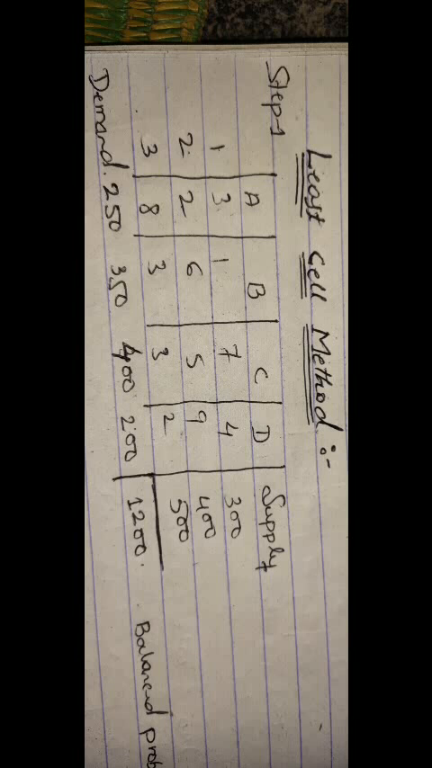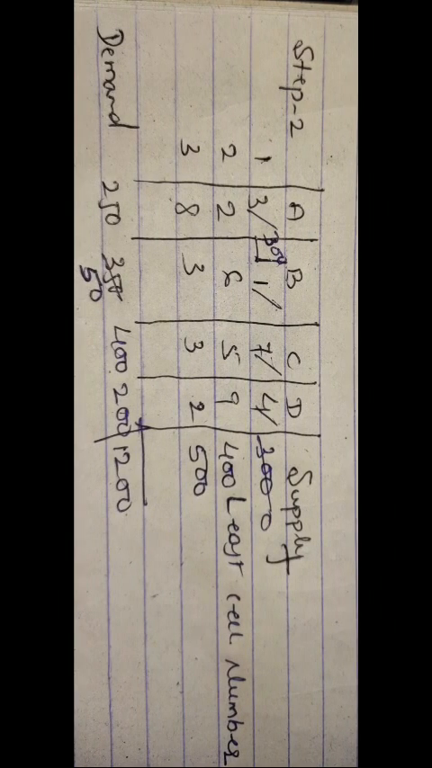Second method, that is least cell method. Here, this is a balanced matrix because supply and demands are reaching the same number. Demand is also 1200 and supply is also 1200.